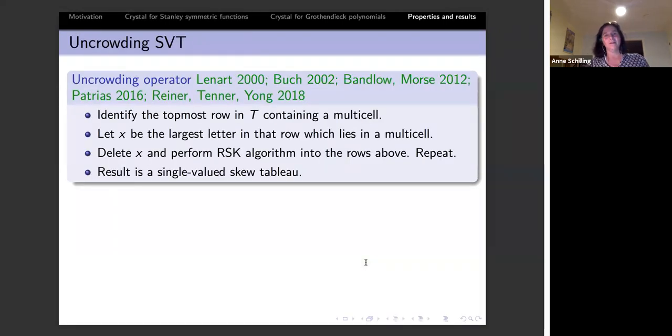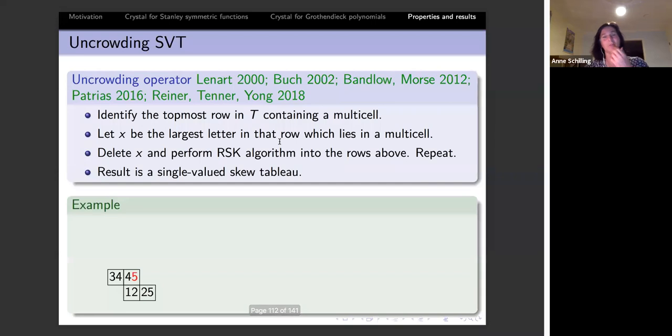And then the next thing that also appears quite a bit in the literature for set-valued tableaux, or K-theory, or Grothendieck polynomials is what's called the uncrowding operator. That appeared in lots of different papers, and there are various versions of this. We use this version by Reiner, Tenner, and Yong in a paper in 2018. And again, I've written out what it means, but it's easiest to understand in terms of an example.